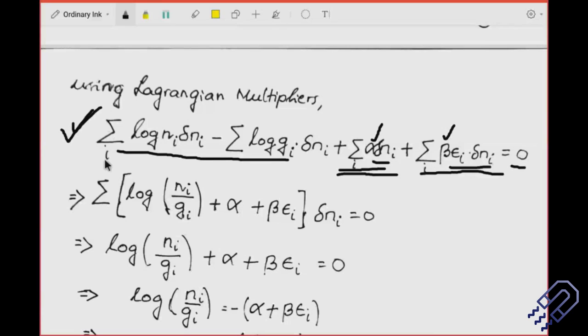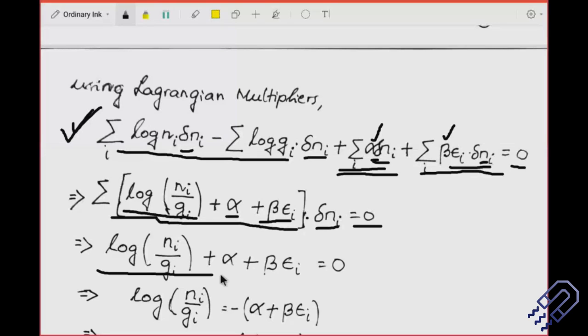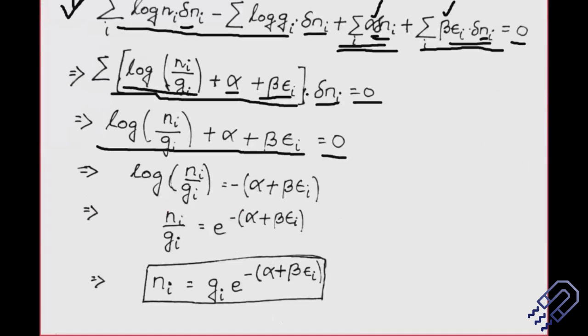So what we can do is, all of these terms have delta Ni, so we can take delta Ni common and everything else will be within the bracket. It will be log of Ni by Gi, so this is log Ni minus log Gi, which by the logarithmic law is Ni by Gi, and then plus alpha plus beta epsilon i. This is a minus, so it's in the denominator. Delta Ni is equal to 0. This is pretty simple maths. Delta Ni is multiplied with that and there is 0 on this side, so if these are independent variables, this part will also be 0. So I can simply write log of Ni by Gi plus alpha plus beta epsilon i is equal to 0.